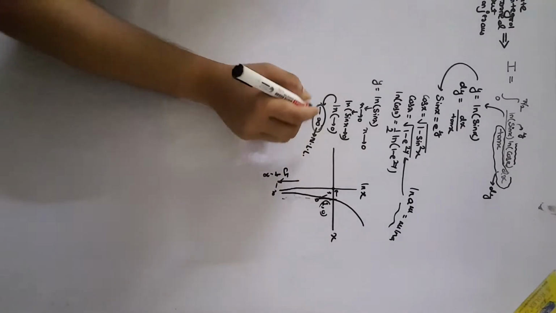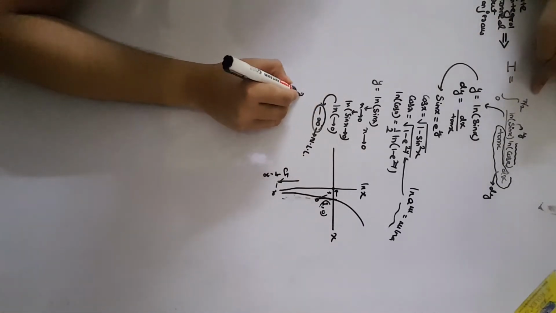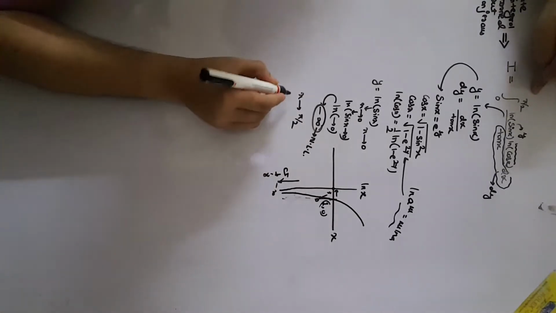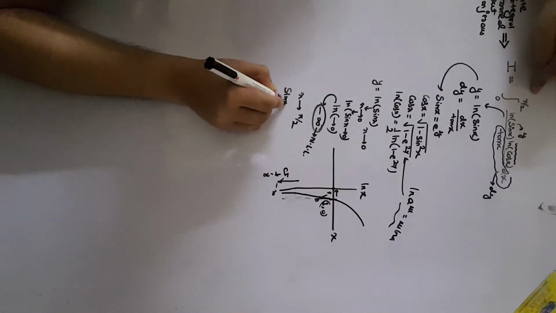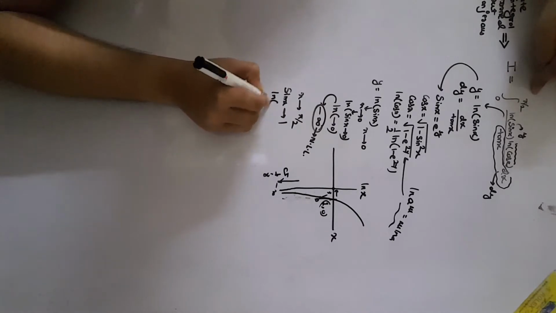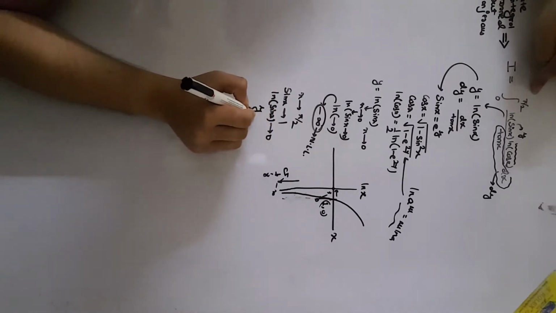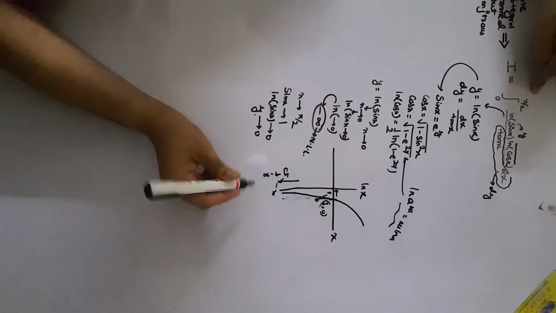Now, in the upper limit case, x is approaching pi by 2, so we can infer that sine x in this case will approach 1. So natural logarithm of sine x will approach 0, hence y will approach 0.